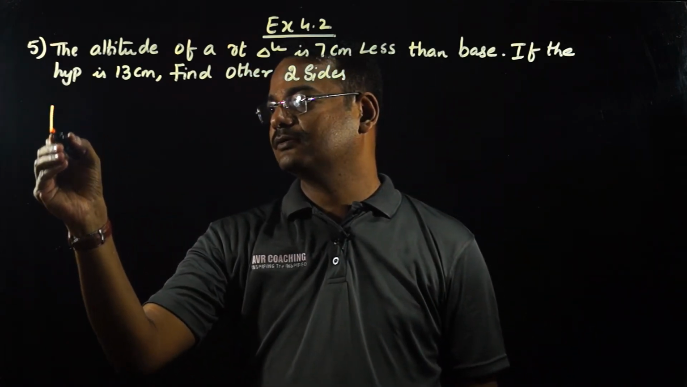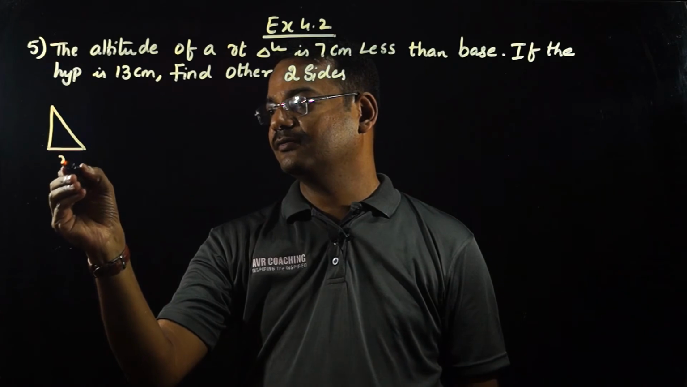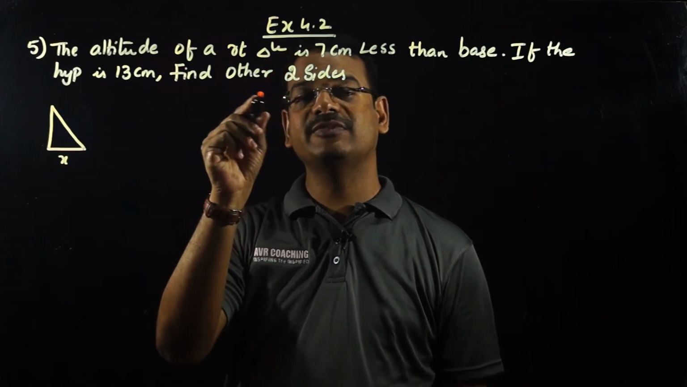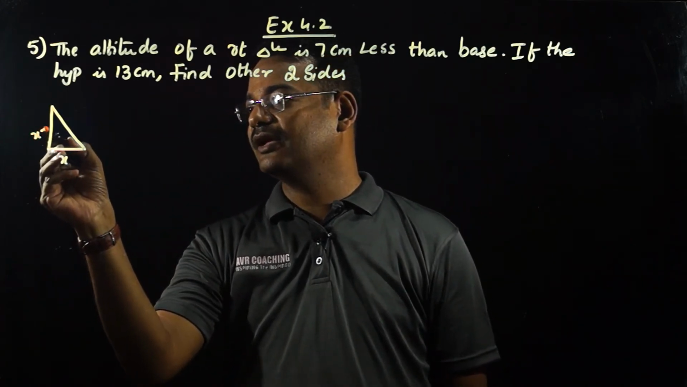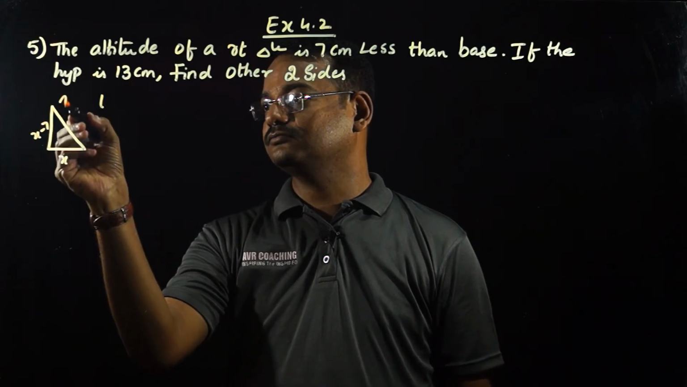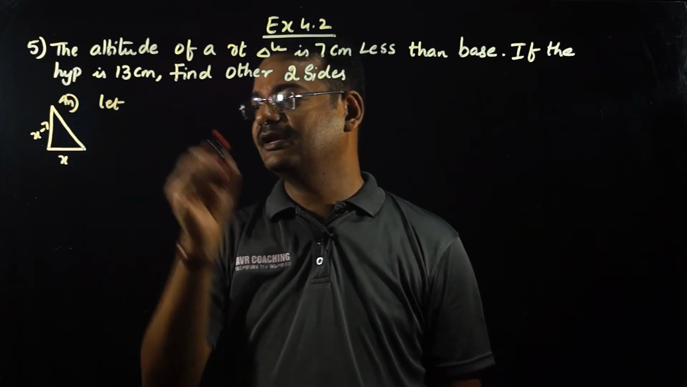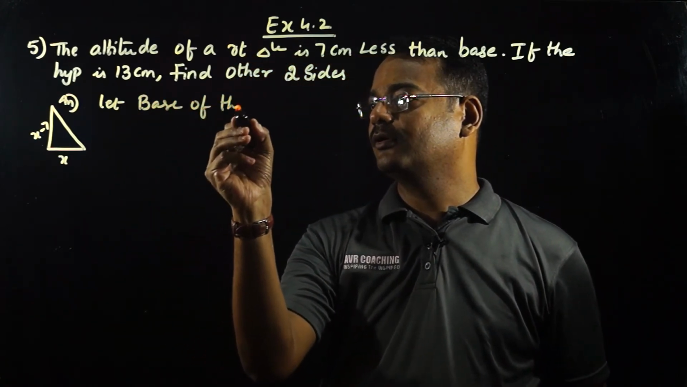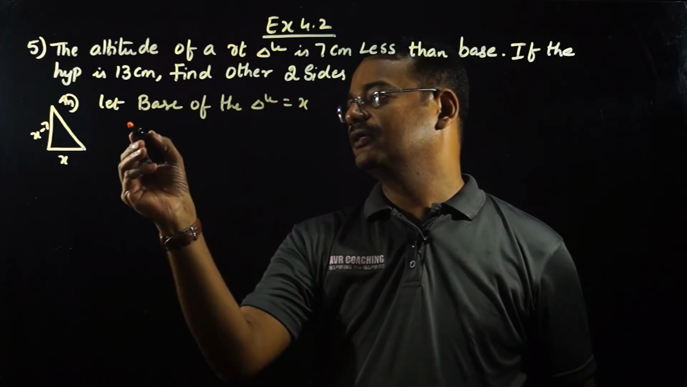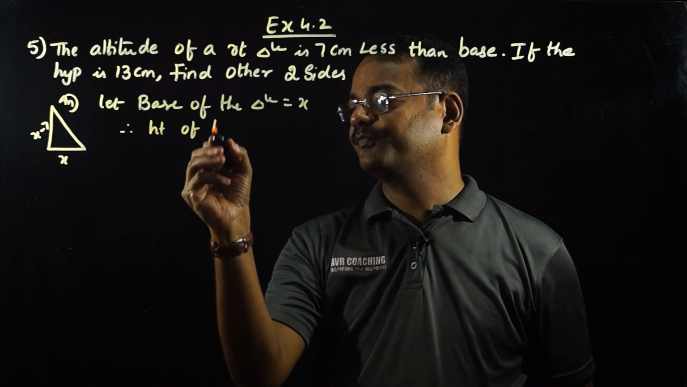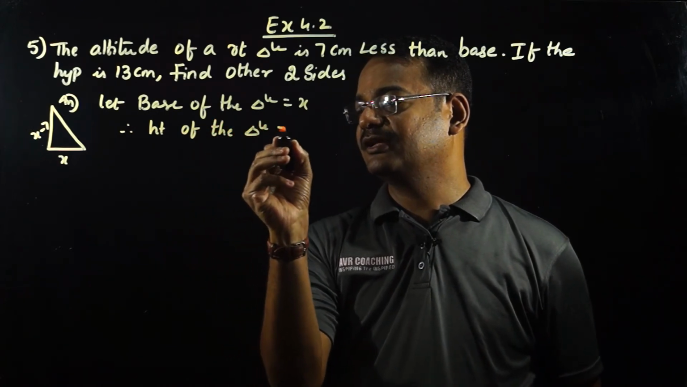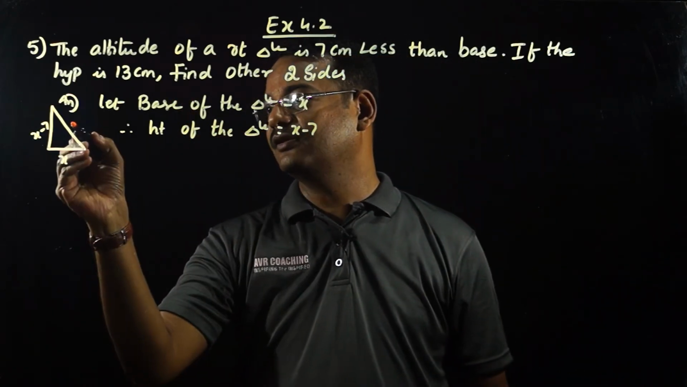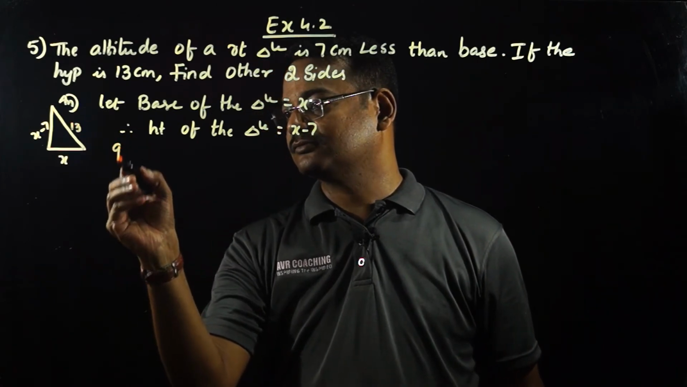So this is a right angle triangle, and we will take the base as x. Therefore the height of the triangle will be 7 centimeters less than the base, so it will be x minus 7. Let the base of the triangle equal x. Therefore the height of the triangle is equal to x minus 7. Given the hypotenuse is 13.